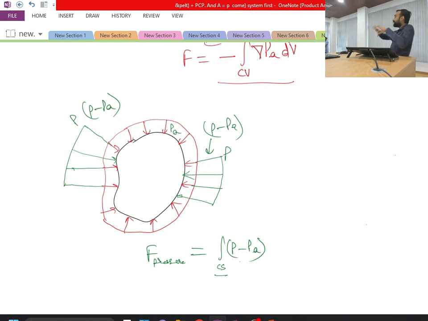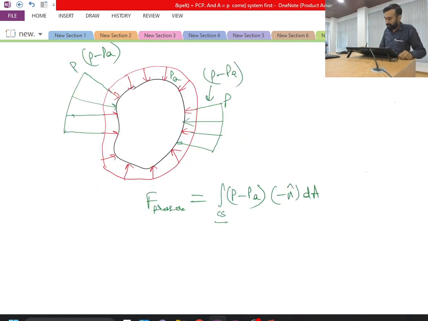Because PA is acting uniformly in all the directions, its effect will be cancelled. So ultimately the net pressure which will be causing force will be nothing but equal to P minus PA, times minus n cap dA. Now if I take the integral over the entire control surface, in these portions P minus PA will be 0, and only in this portion and in this portion P minus PA will have some magnitude.